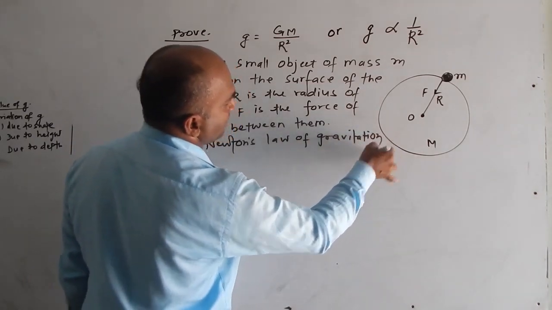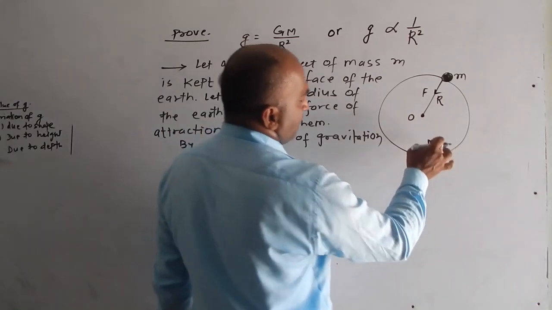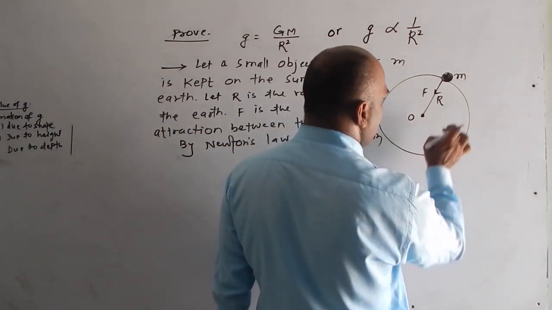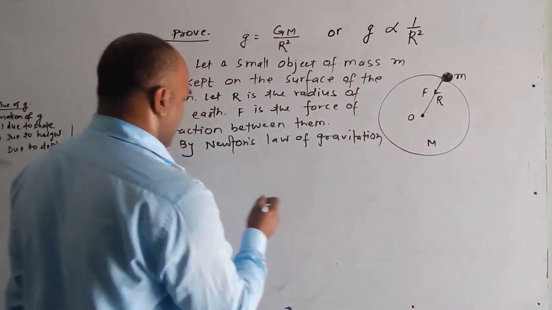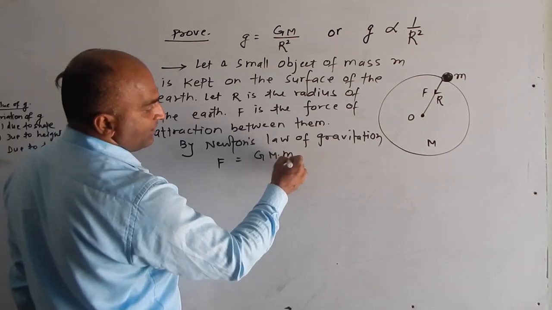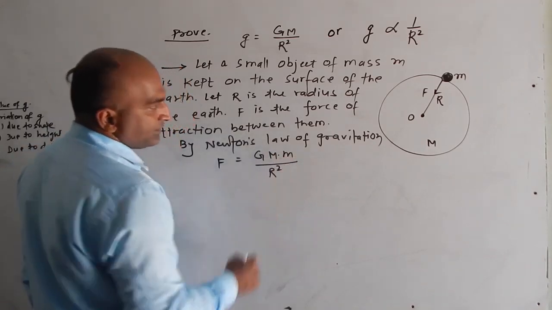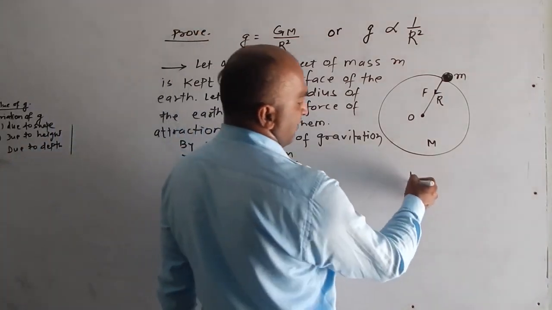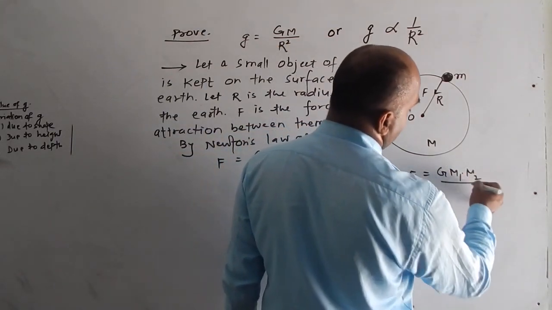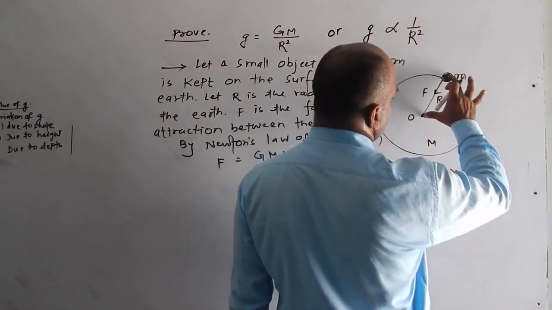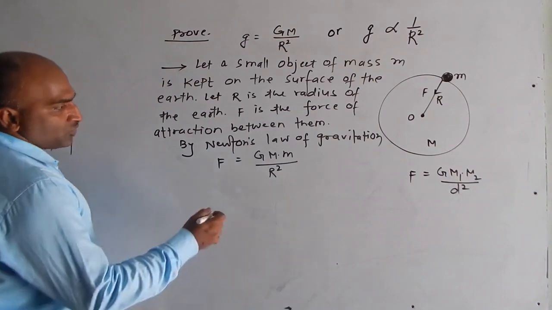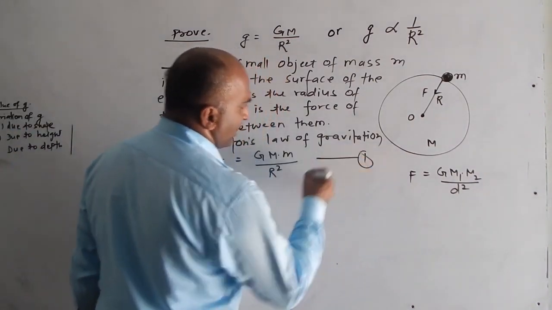you can write the force of attraction between them is given by F is equal to G M m by R square. As we know that gravitational force is equal to G into M1 into M2 by D square. Here the distance between them is R, equal to the radius of the earth. So this is equation first.